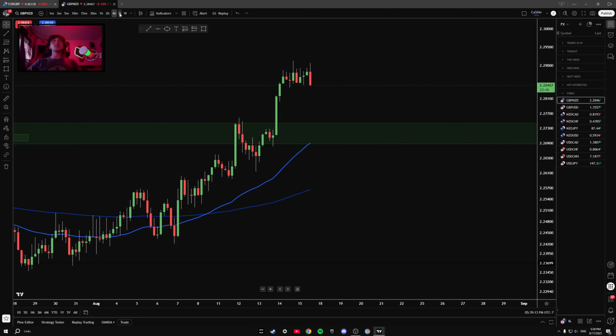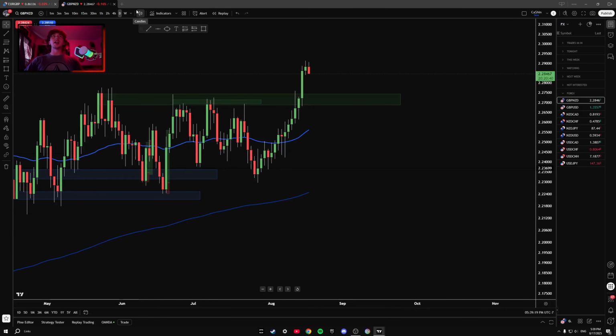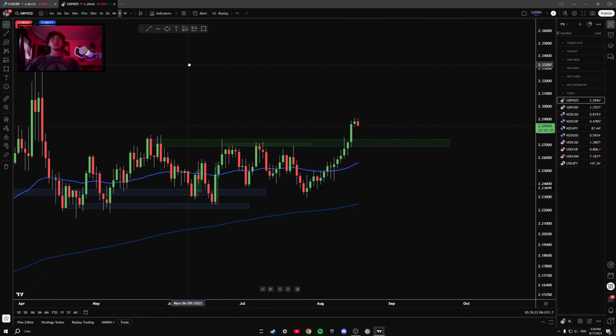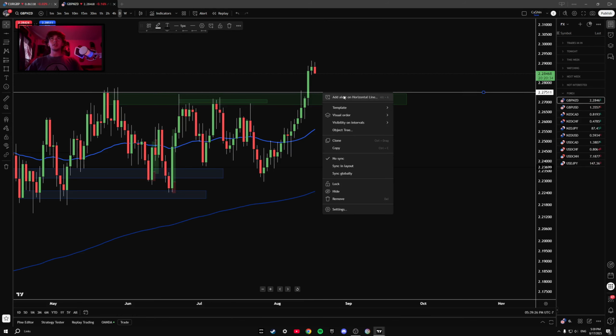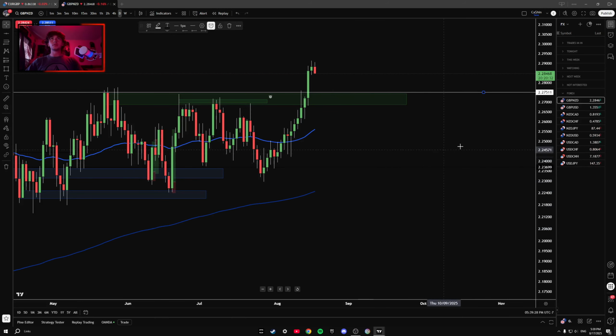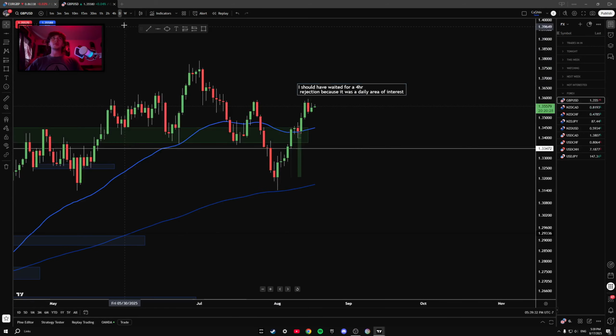GBP NZD up next. Wow. Come on, we gotta finish this hyped. Get hyped. Daily area of interest, break and retest. Bang. Bang. Alert. Might happen this week. GBP USD.